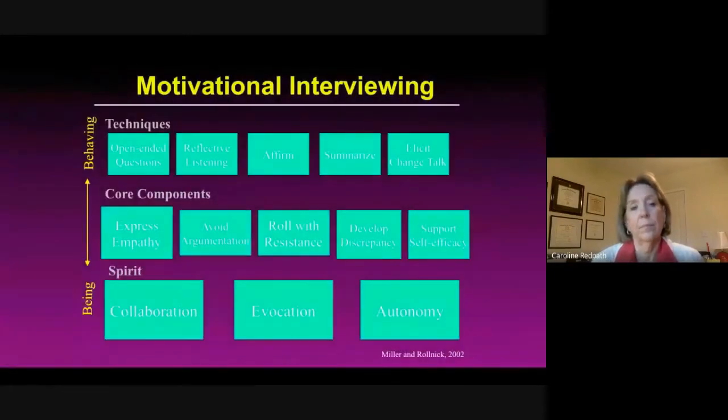So I've talked to you about the spirit of motivational interviewing a little bit, in that we're trying to collaborate with people. That's the way of being. And we're trying to elicit from them their reason for change. And when I walk into the room with anyone, what I say is sort of similar to what Bill Miller said.